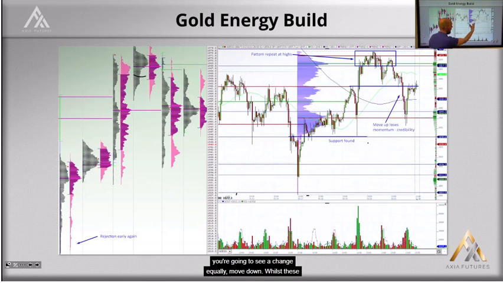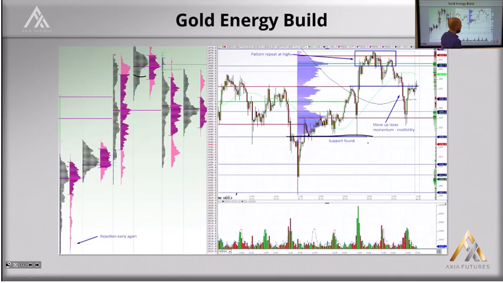Equally, move down. Whilst these have looked like good rejections, we know that these aren't the most convincing of lows. And in fact, realistically, 30.6 is perhaps the area that you're looking for as your opportunity to play this move, not waiting for it to get to the lows.